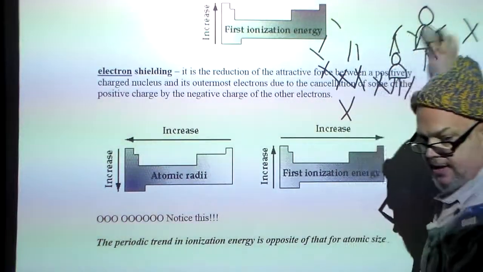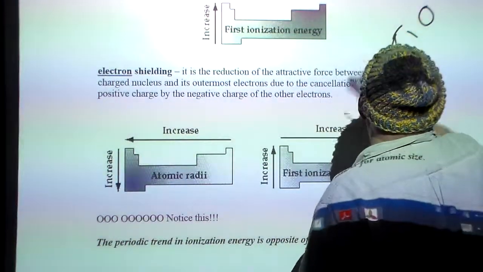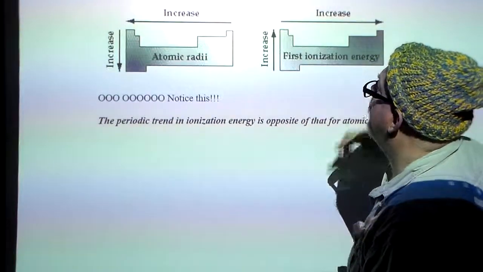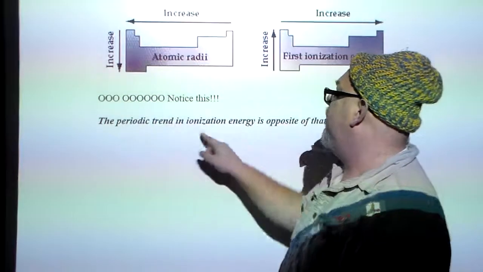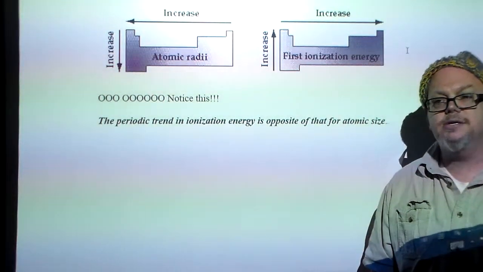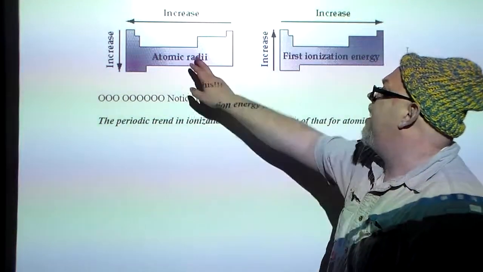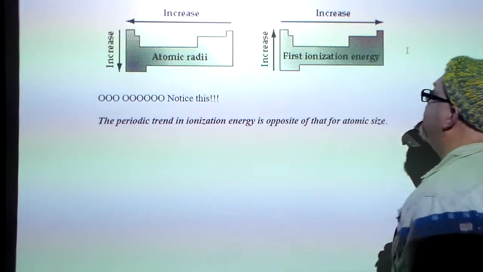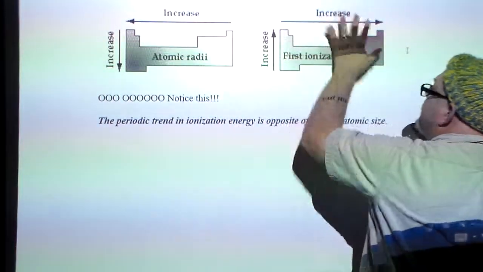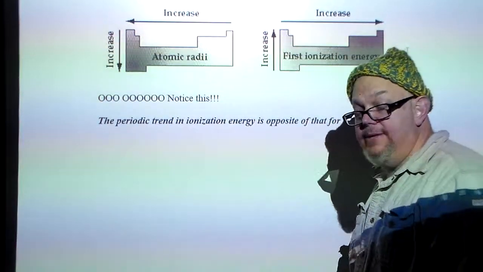Okay, I'm going to have to erase this. And my time is running short. I do have a time limit here. So, we talked a little bit about electron shielding and some of the trends that we have going on in the periodic table. And you may notice that the periodic trend in ionization energy is the opposite of that for the atomic size. Wow. So here's the atomic size right here. Here's the ionization energy. They're opposites of each other, which kind of explains a few things.